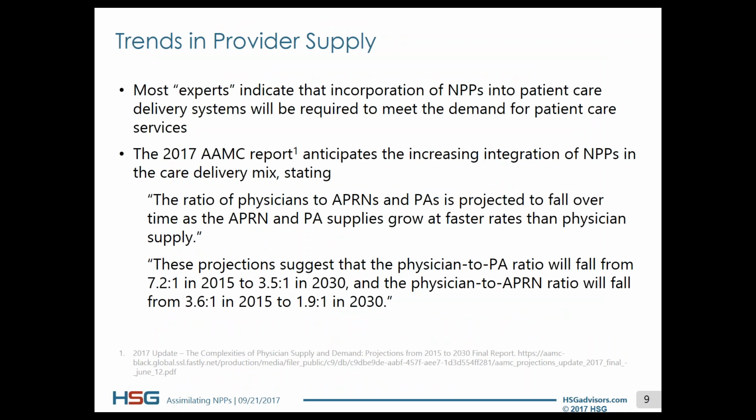So with that, the AAMC report indicated a fall in the physician to PA ratio by about half, from 7.2 to 3.5 over the next 15 years, and the physician to APRN ratio similarly from 3.6 to 1 to 1.9 to 1 in 2030.